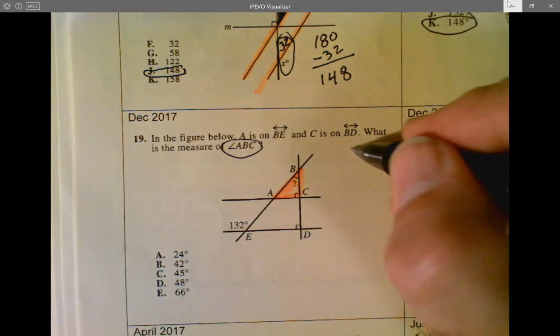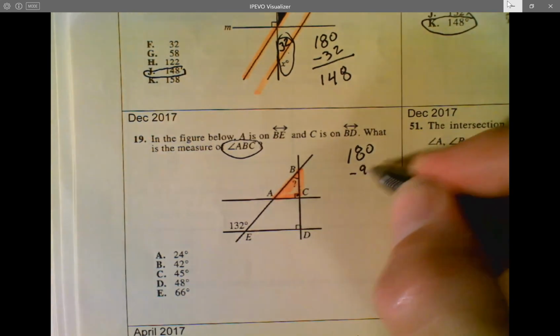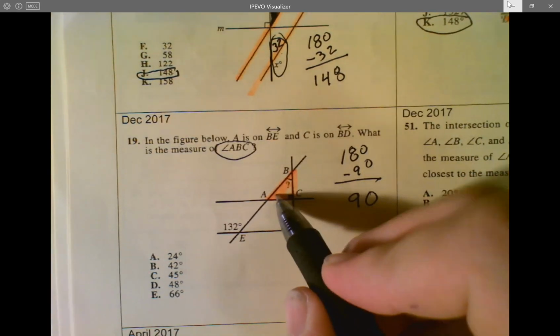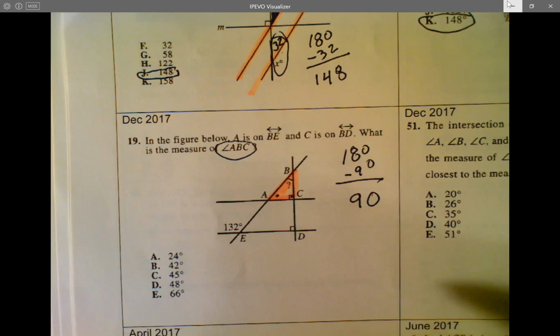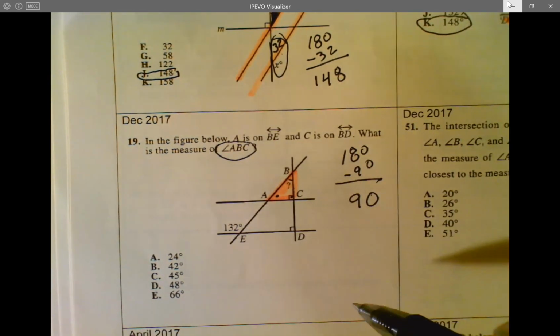180. Yeah, 180. So I already know this angle is 90, so I'm going to subtract 90 from that. All I have to do is figure out this one. Well, they're not telling us these two lines are parallel, but they sure look like they're parallel, don't they?